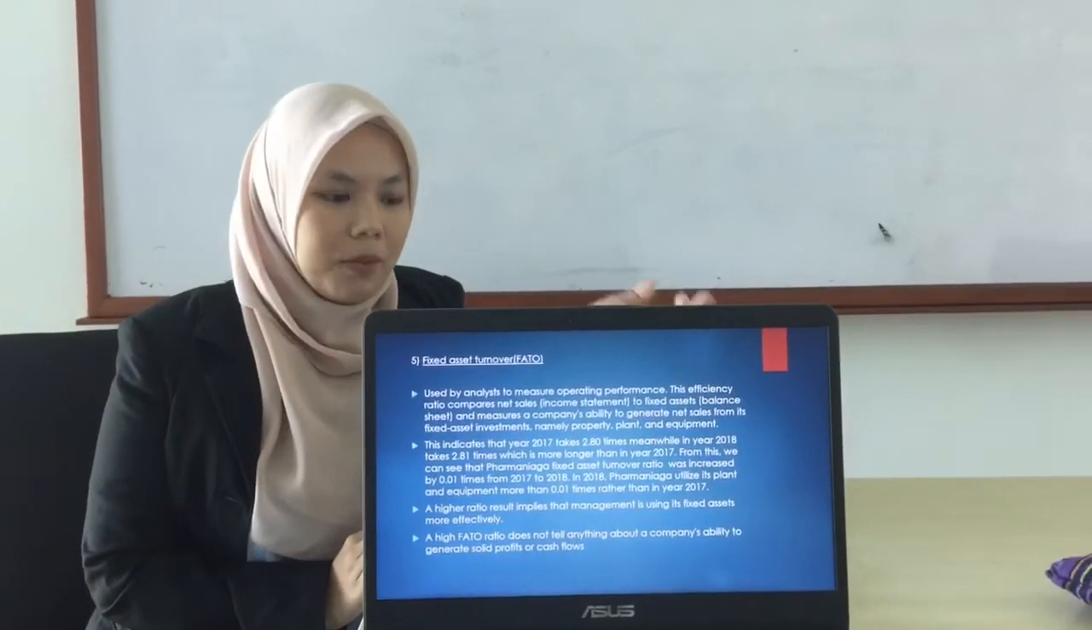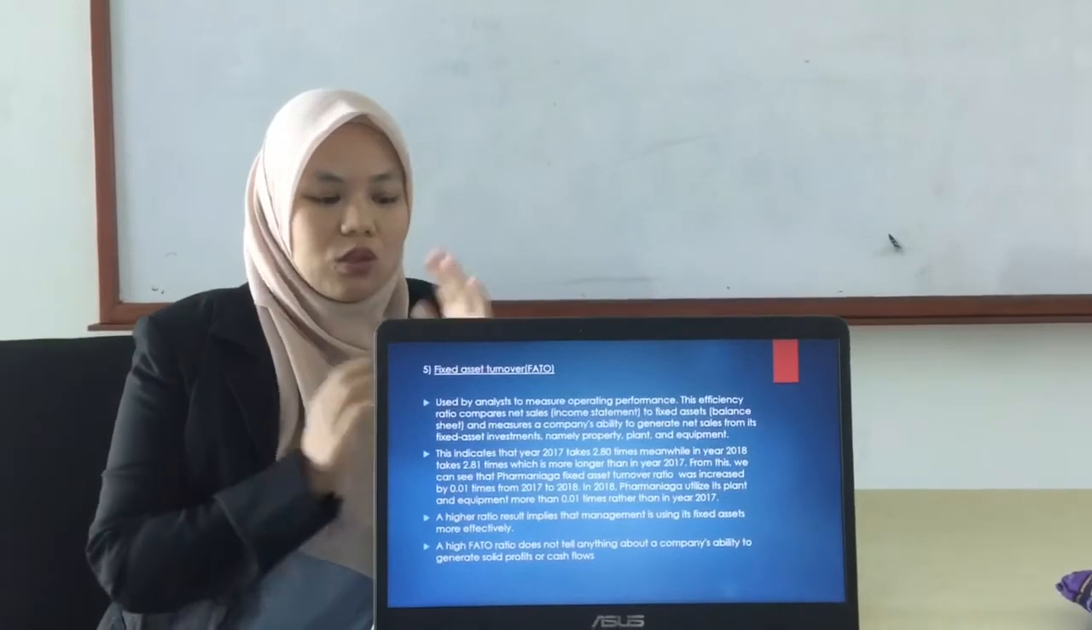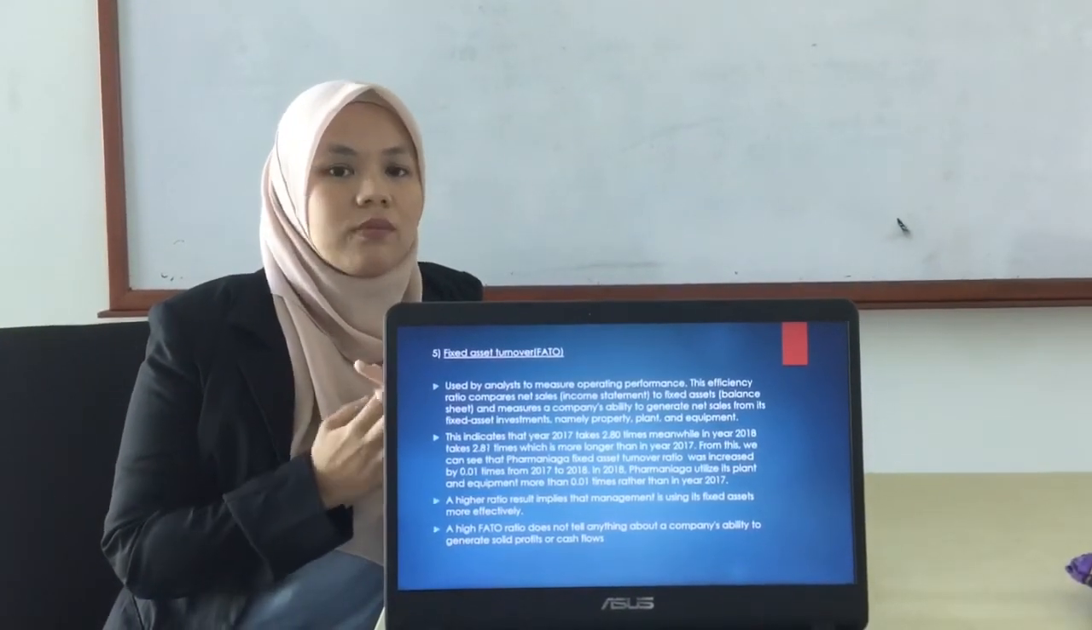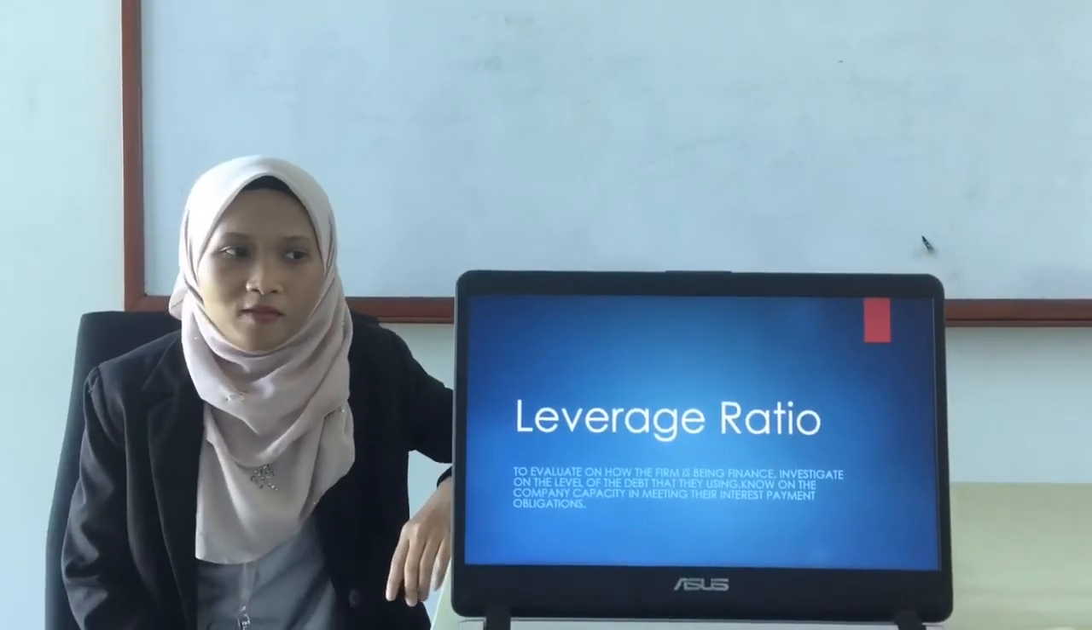However, a high FATO ratio does not tell anything about a company's ability to generate solid profit or cash flow. The next ratio is the leverage ratio.